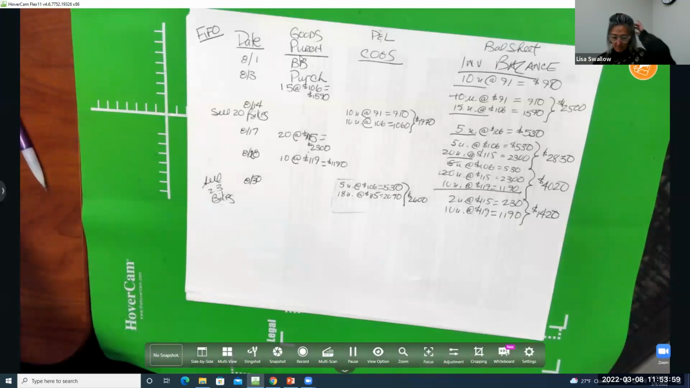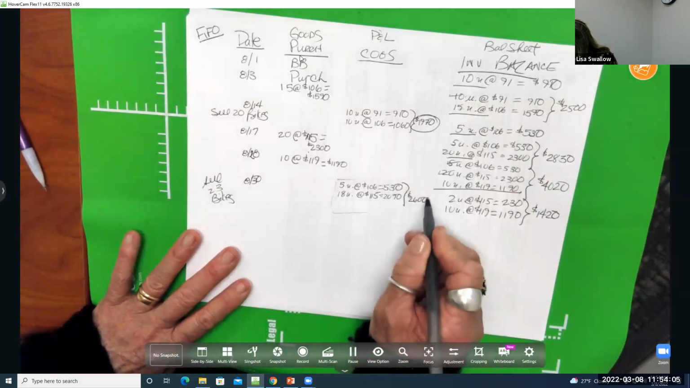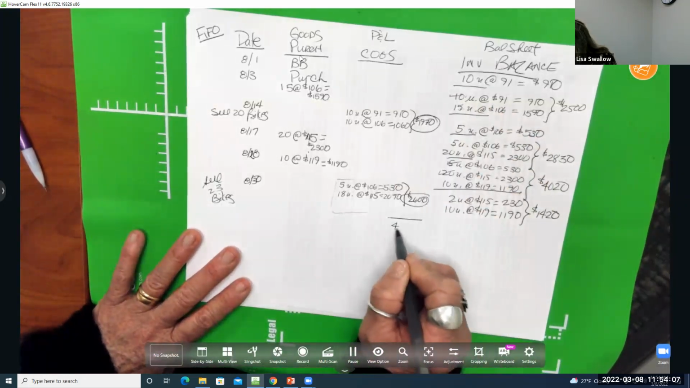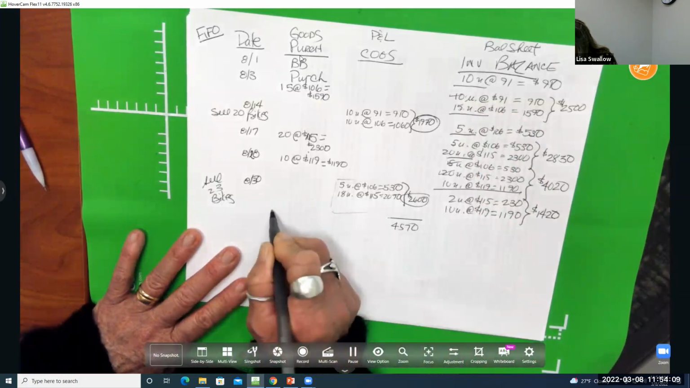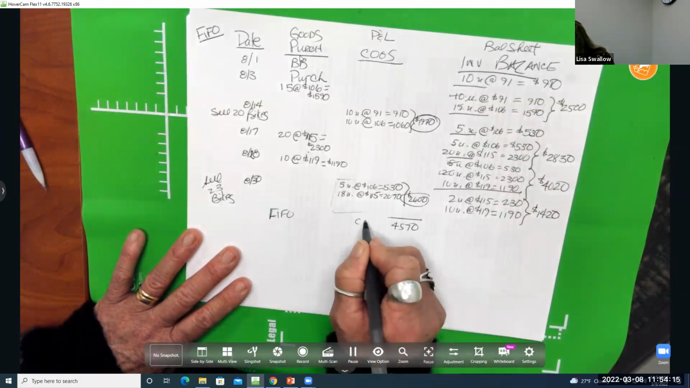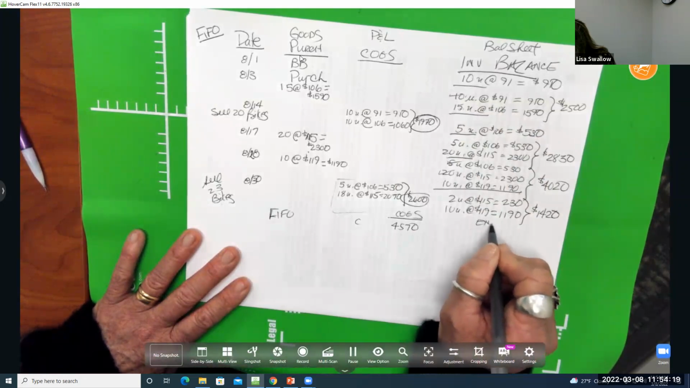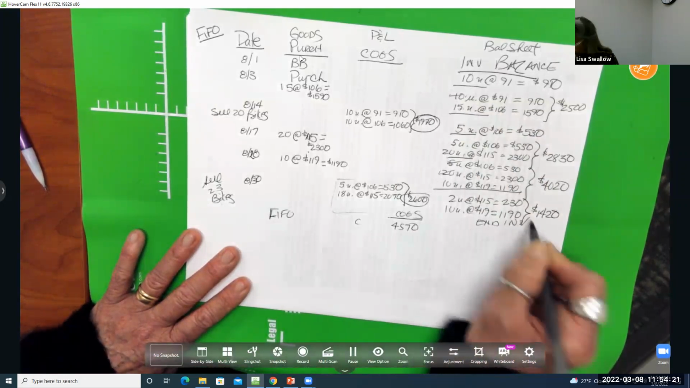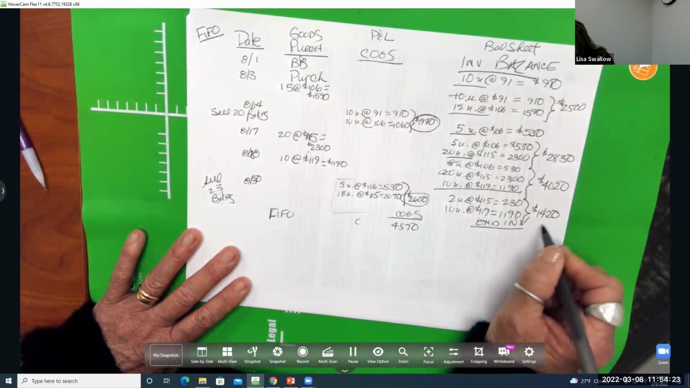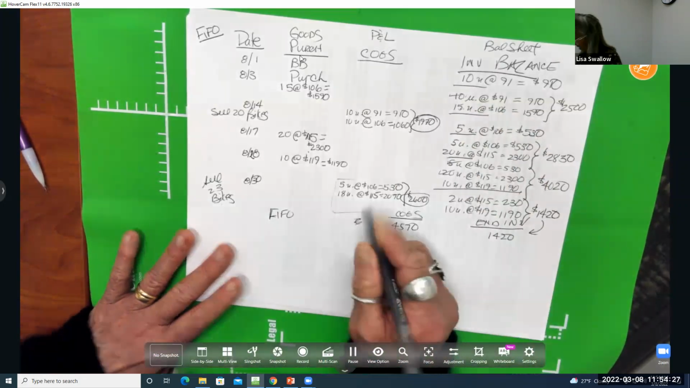So at the end of the period, I have reported this number and this number, 4,570, according to FIFO for COGS. And my ending inventory, my balance sheet number is this. Okay.